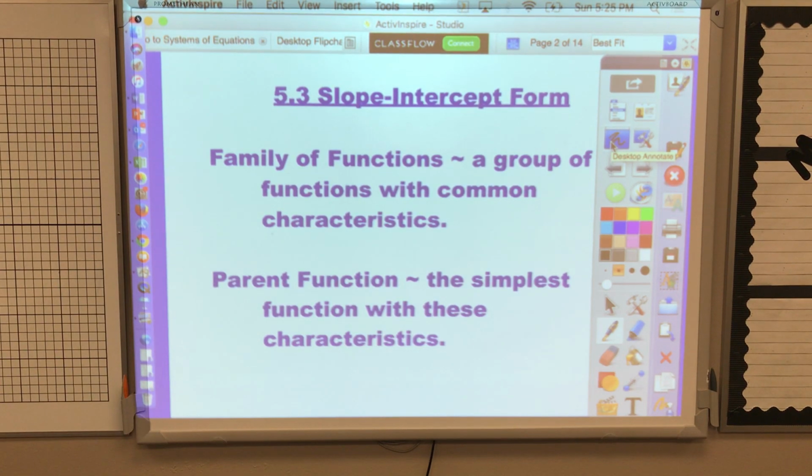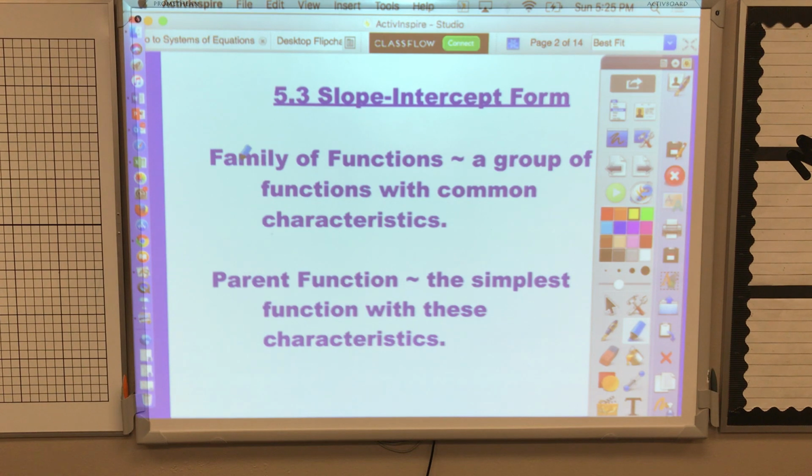So today you will be learning the first part of lesson 5.3 on slope-intercept form. In this video we are going to be focusing just on writing these types of equations. The next half of the lesson will be on how to graph them. We have quite a bit of vocabulary to start off.